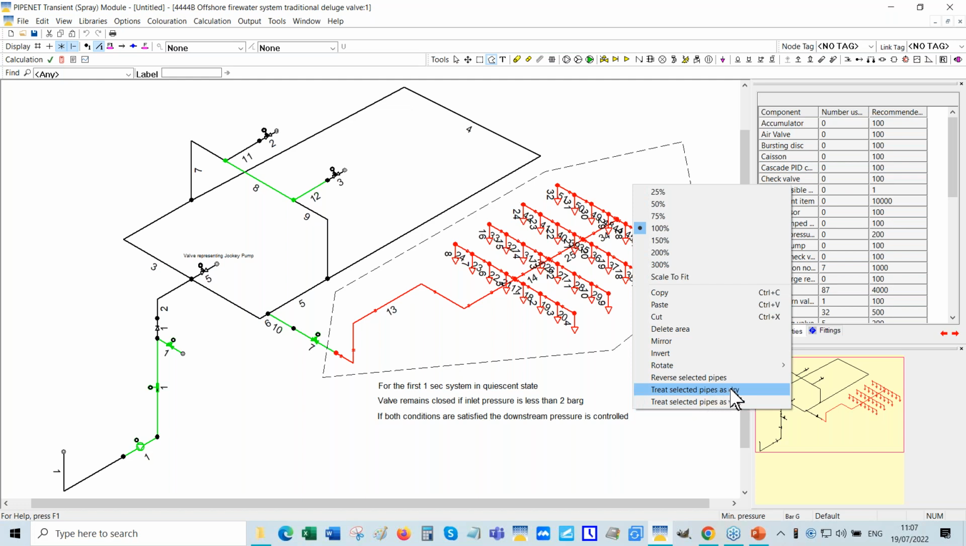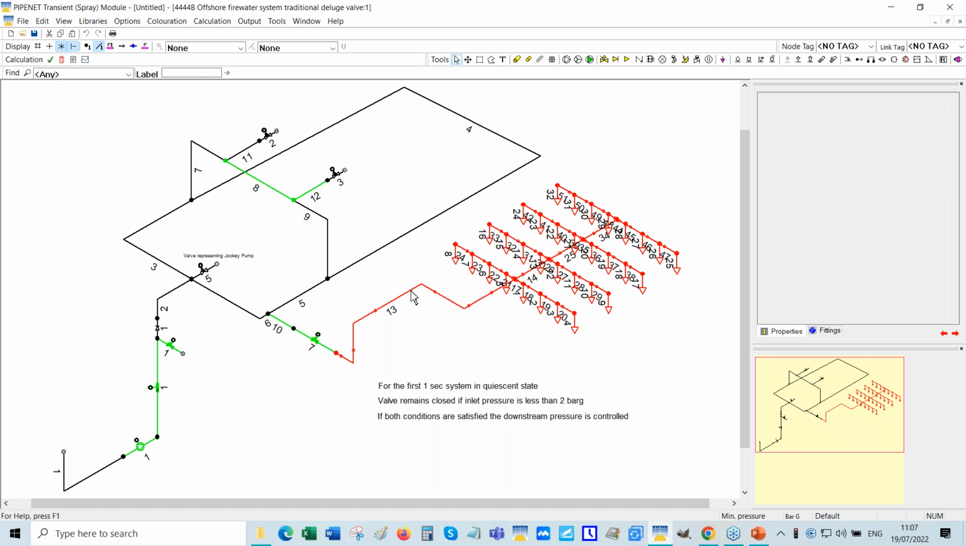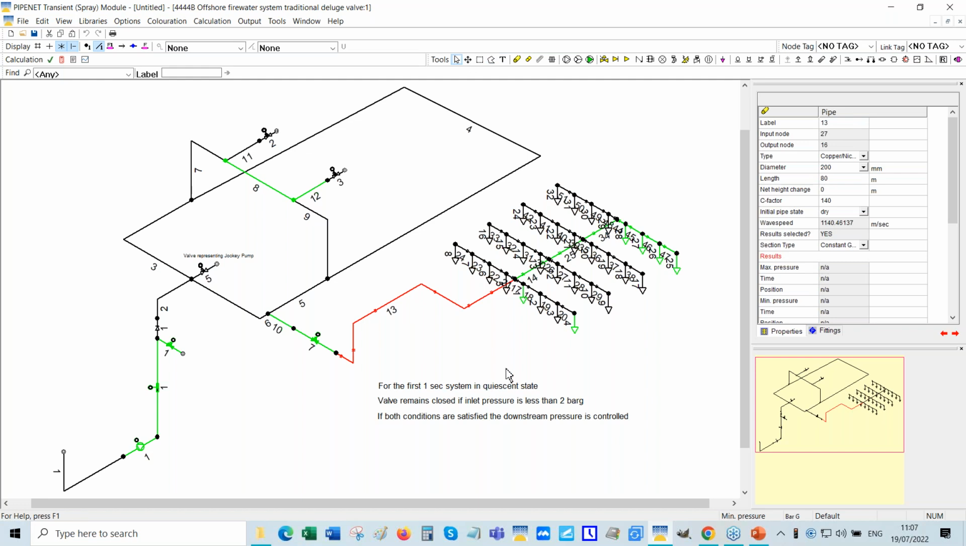Treat the selected pipes as dry. See, what I actually did was to copy the steady state model from the Spread-Sprinkler module and pasted it here, connected it here, and then use this option to make it dry. So that's what I did. And if you click on this pipe, of course it becomes red. And you can see that it's the initial state, because when the deluge valve opens, of course, it'll get flooded. So the initial state is dry.